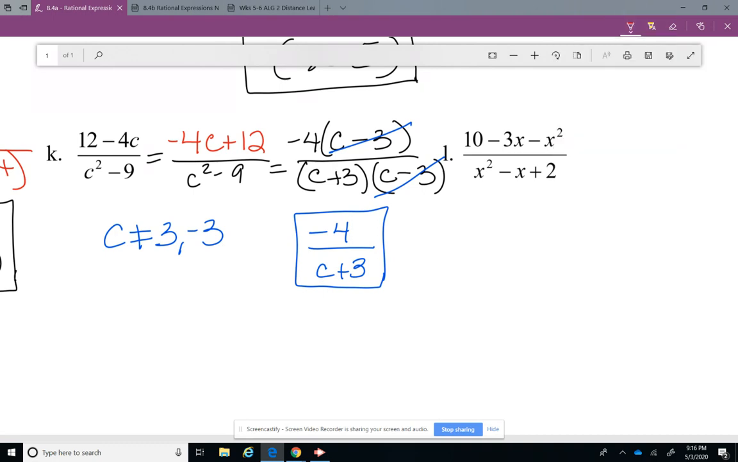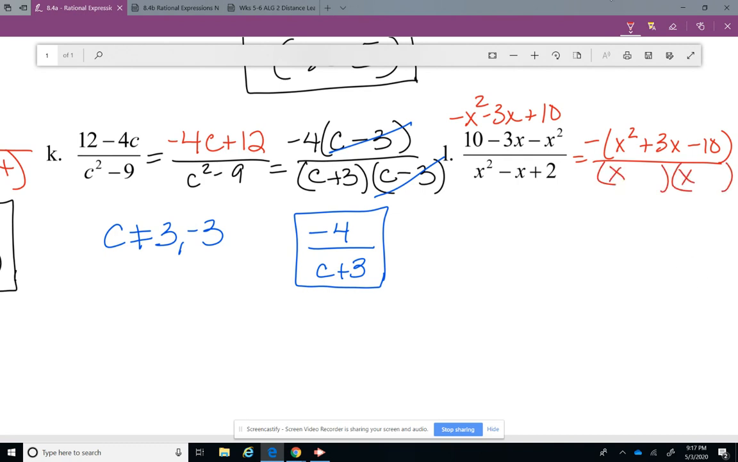All right, last one. We're going to turn this whole thing around and make it -x squared minus 3x plus 10. And we're going to go ahead and pull out the negative first. -x squared plus 3x minus 10. You don't ever want to have a negative where your x squared is. Always pull that out. All right, we're going to go ahead and factor the denominator, x and x.